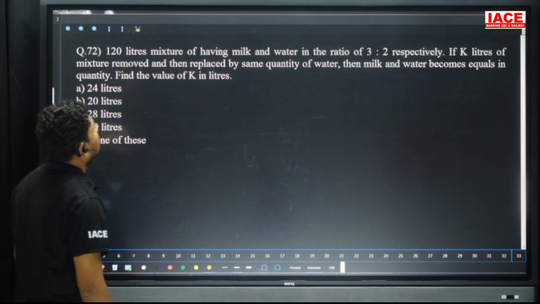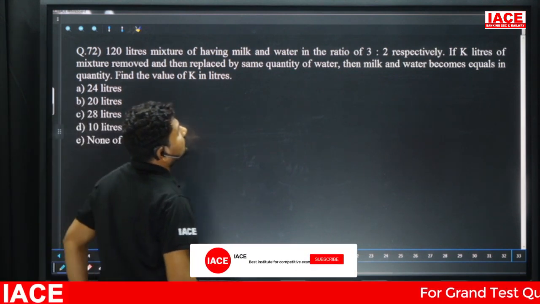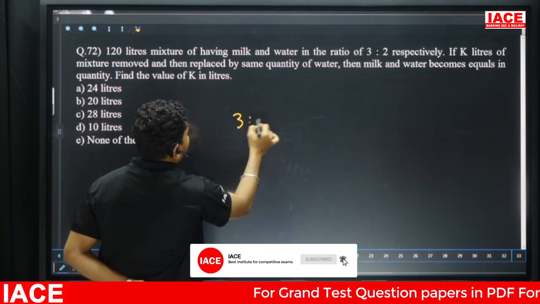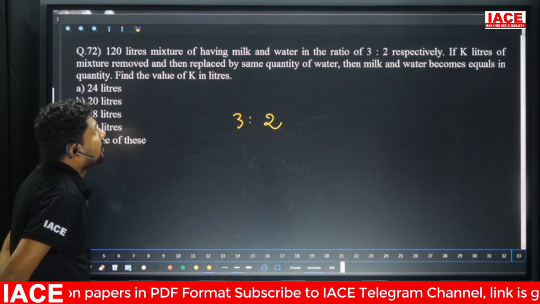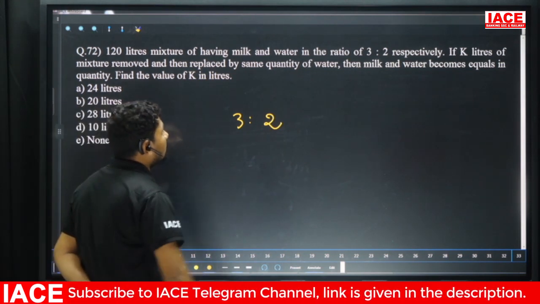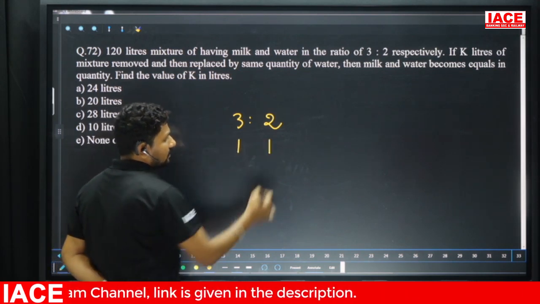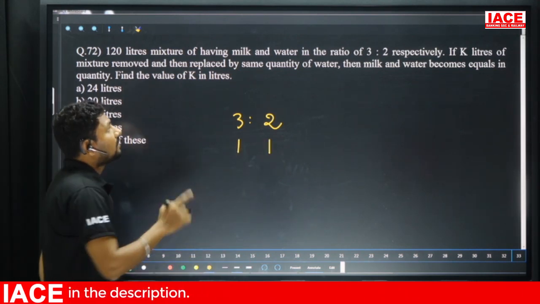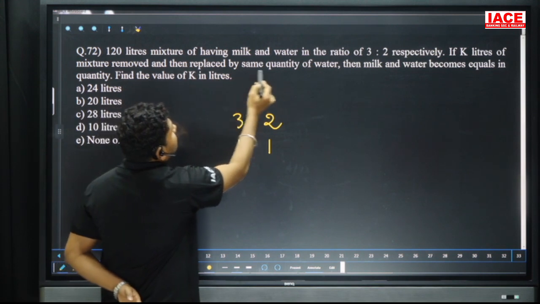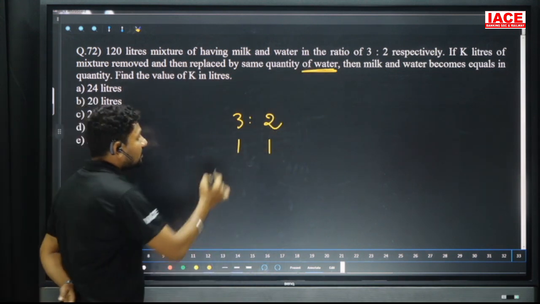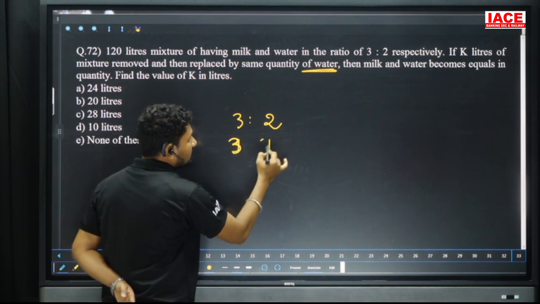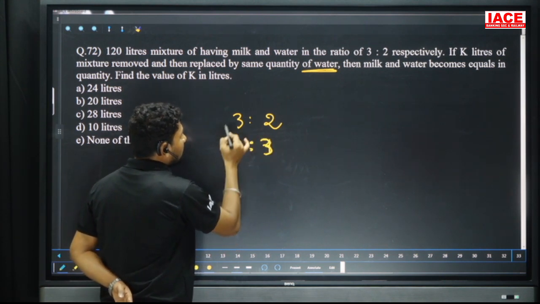Next, a 120 liter mixture has milk and water in the ratio 3 is to 2. If k liters of the mixture is removed and replaced by the same quantity of water, the milk and water become equal. Equal means what can we write? 1 and 1. But we are replacing with the same quantity of water. We are adding water, not milk. That means the milk should stay the same. Here it is 3 parts, and here also 3 parts equally, and milk should be the same.